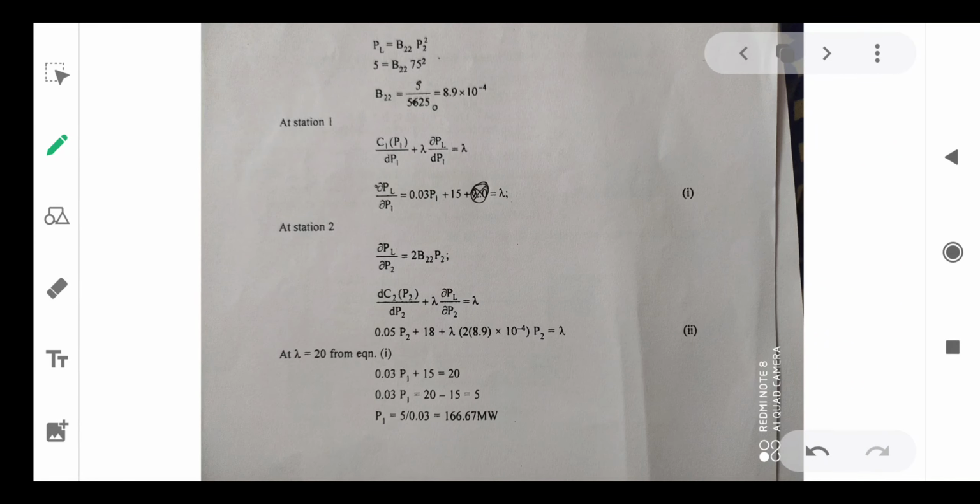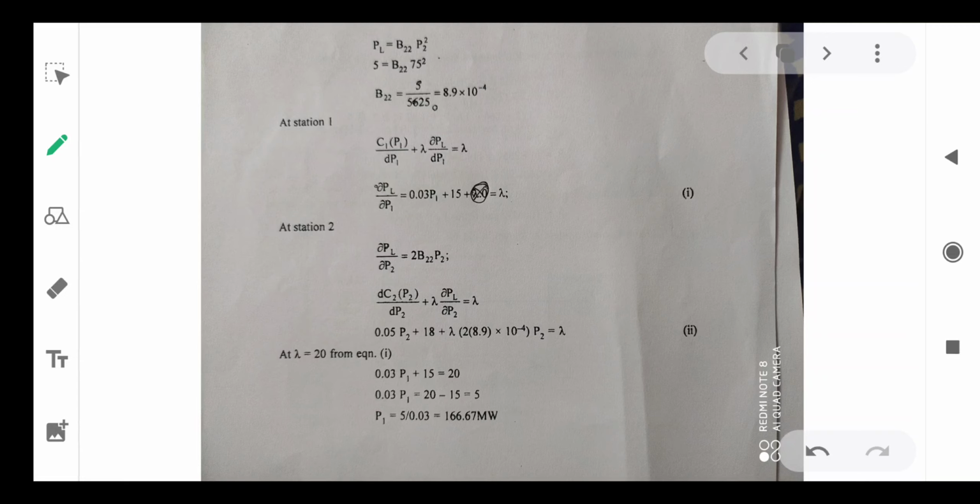Now, coordination equation, you can use this equation at station number 1. dC1 by dP1 plus lambda into dou PL by dou P1 equal to lambda. Dou PL by dou P1 equal to 0.03 P1 plus 15. Here dou PL by dou P2 equal to 2 B2 to P2.